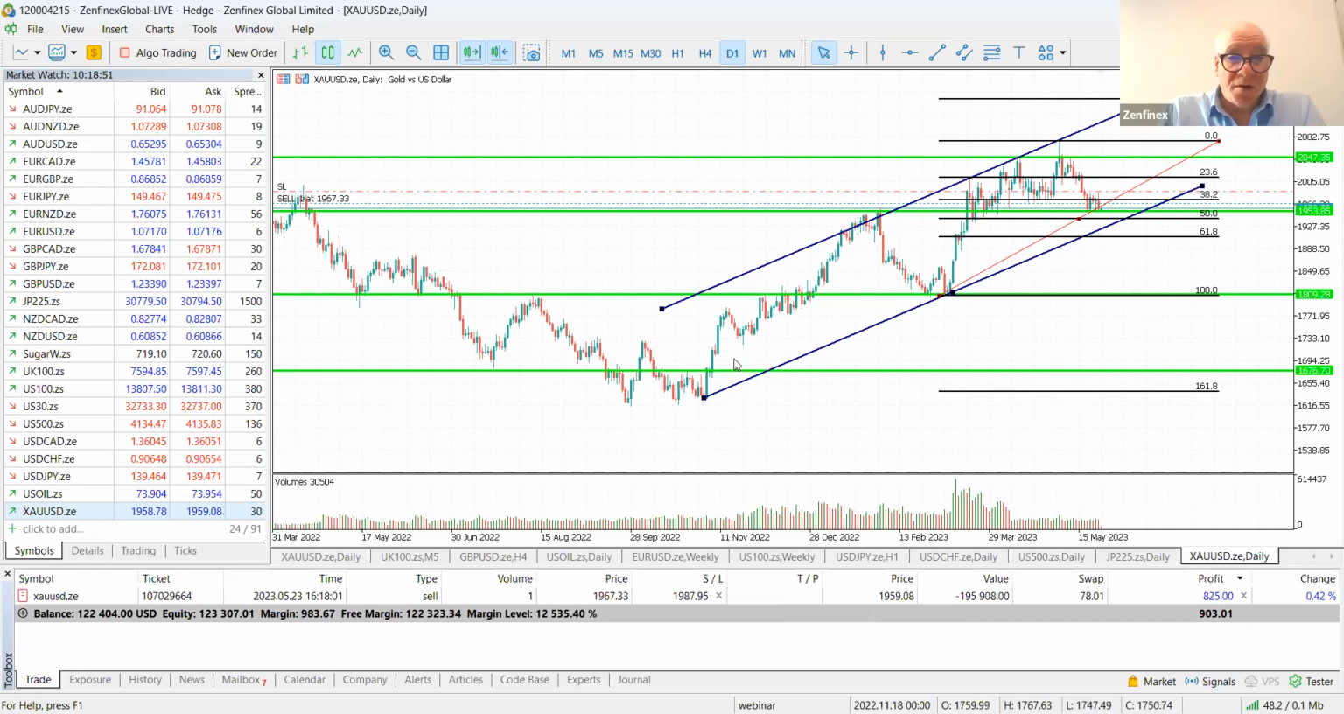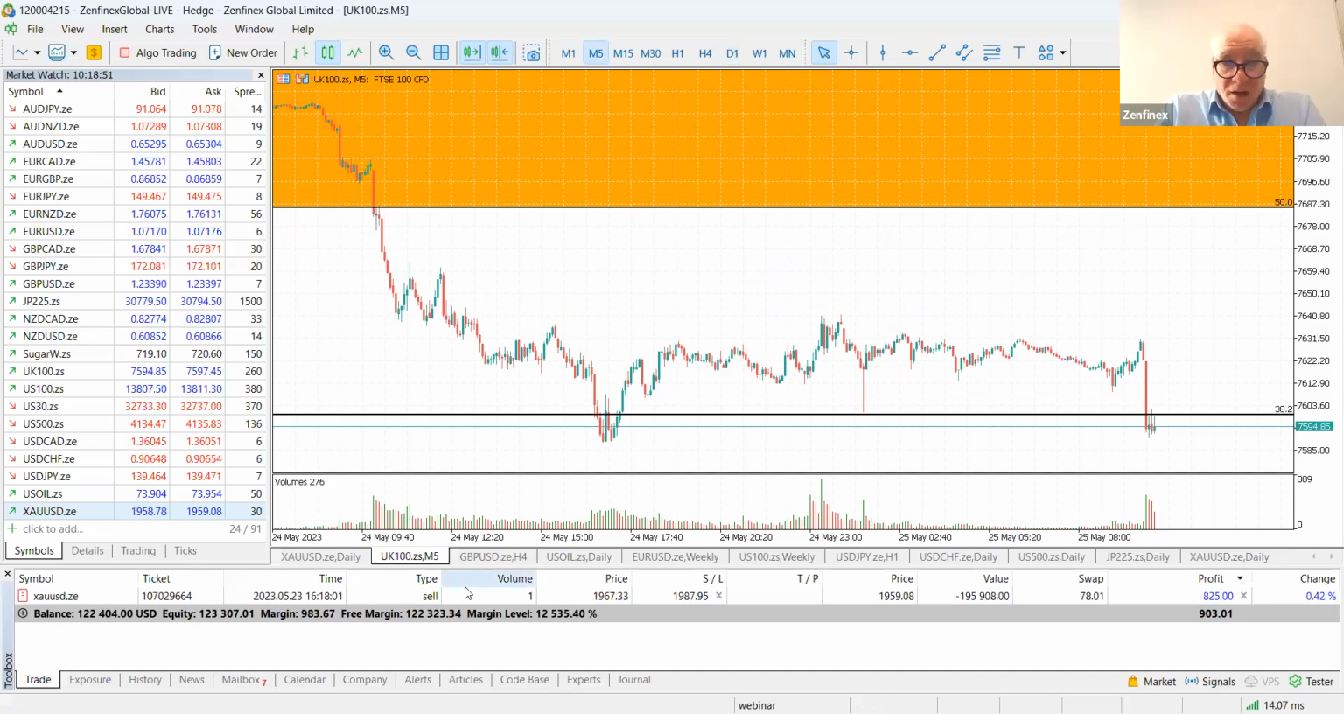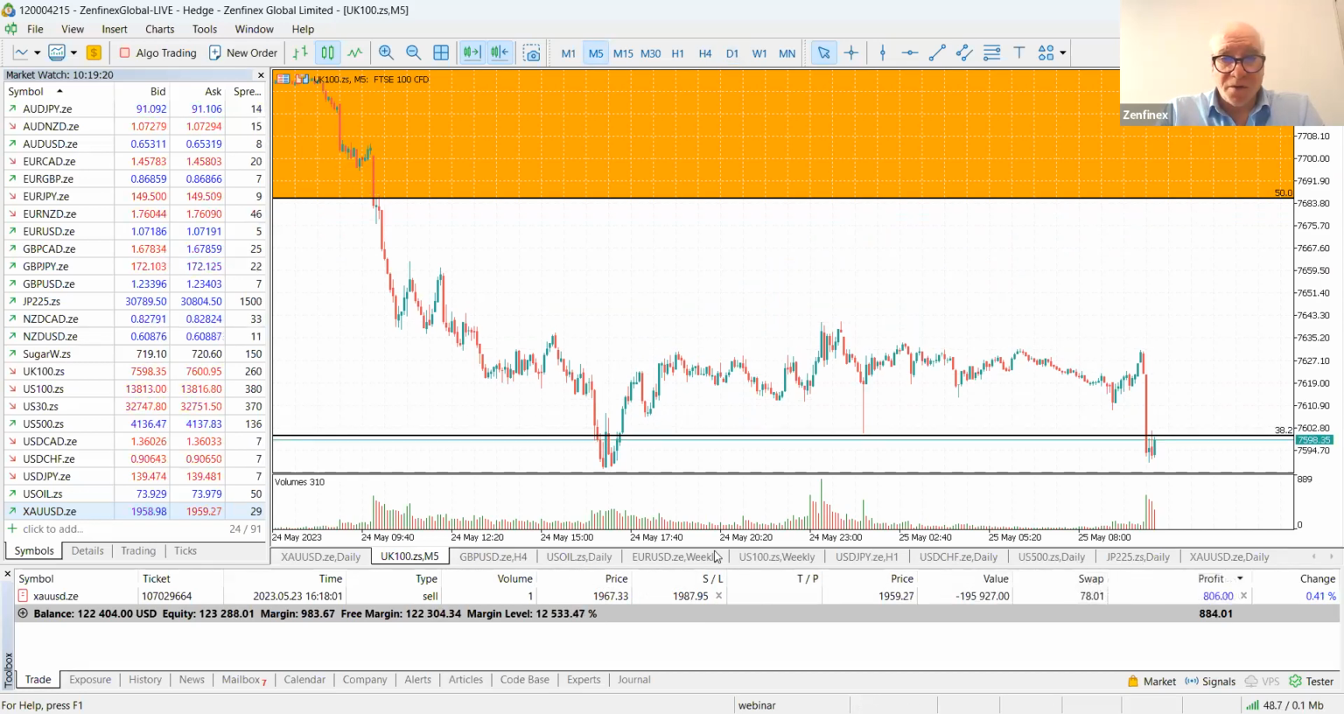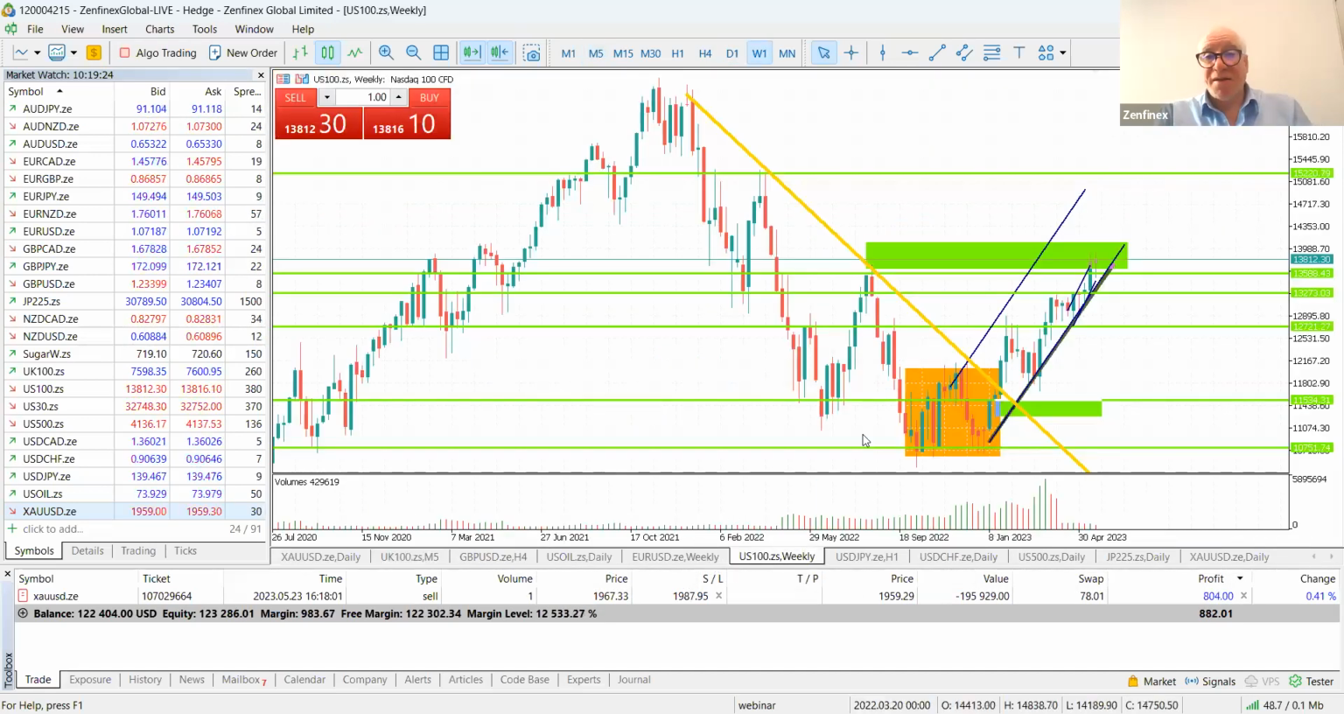Let's go on to some other instruments. So let's have a look at the FTSE. In fact, before I do the FTSE, let's look at the NASDAQ, the US 100. Is it here? UK, US 100. So this is the NASDAQ.